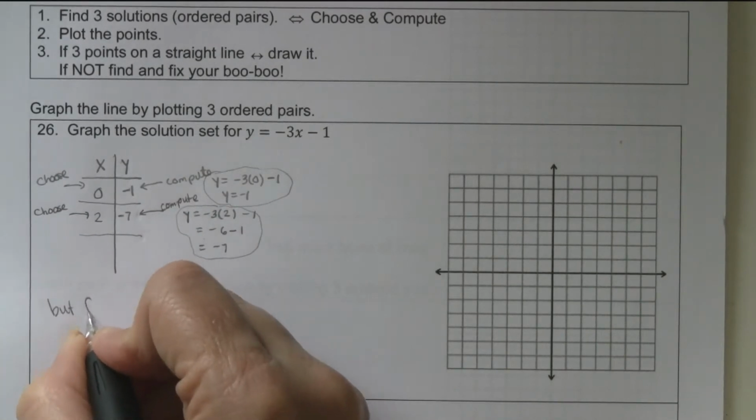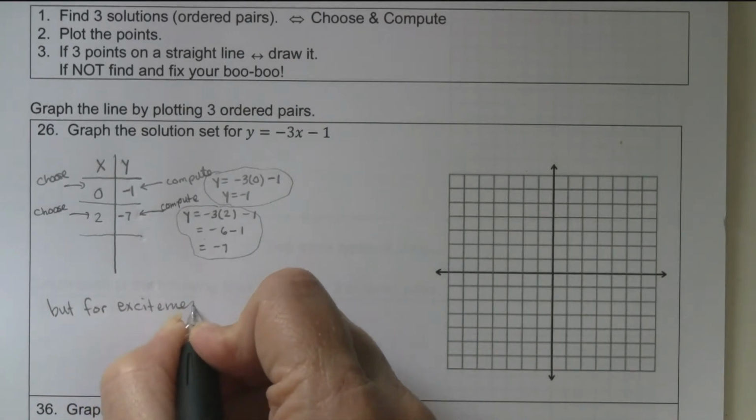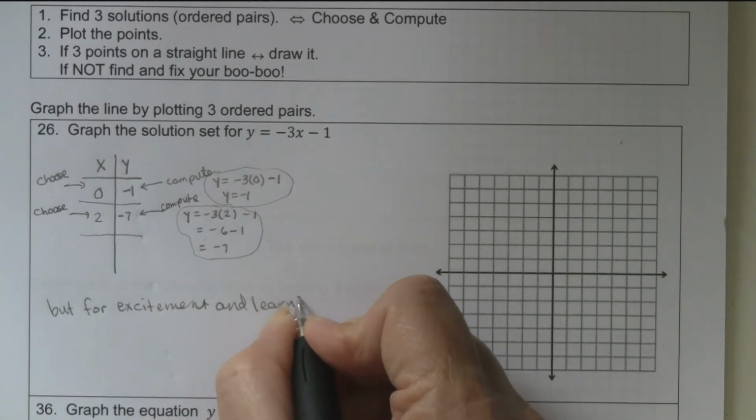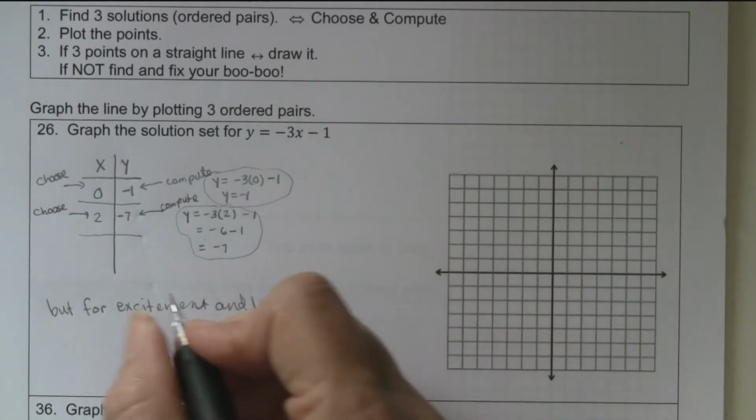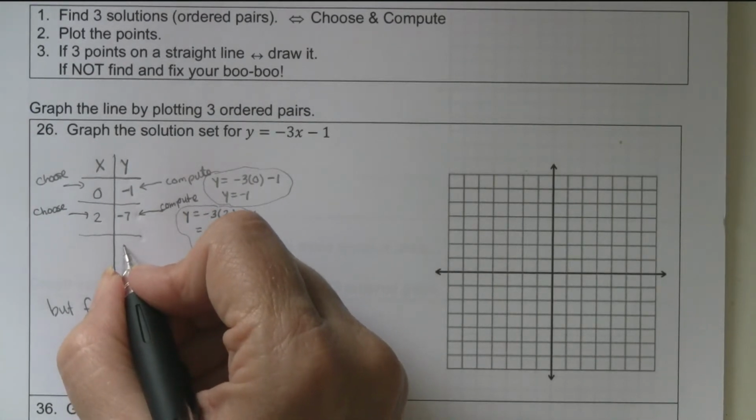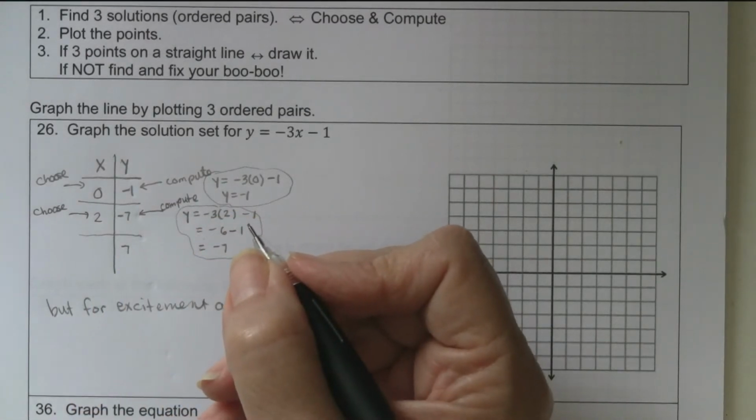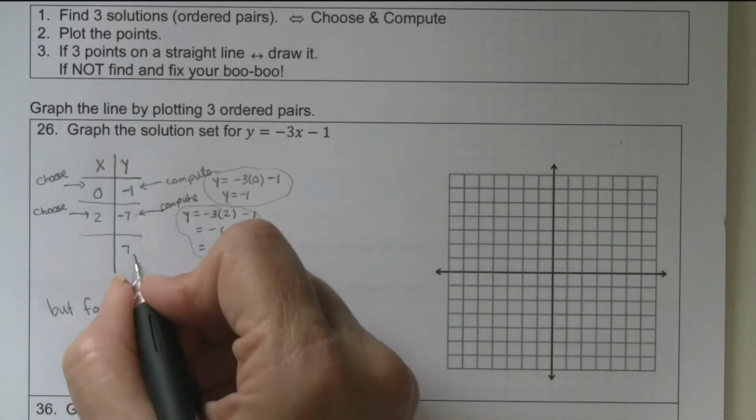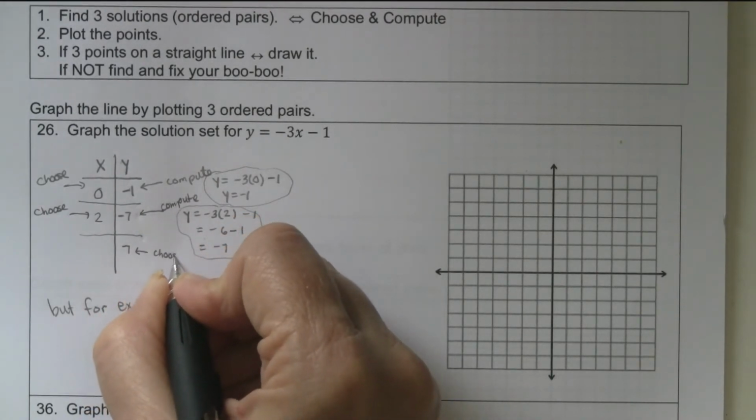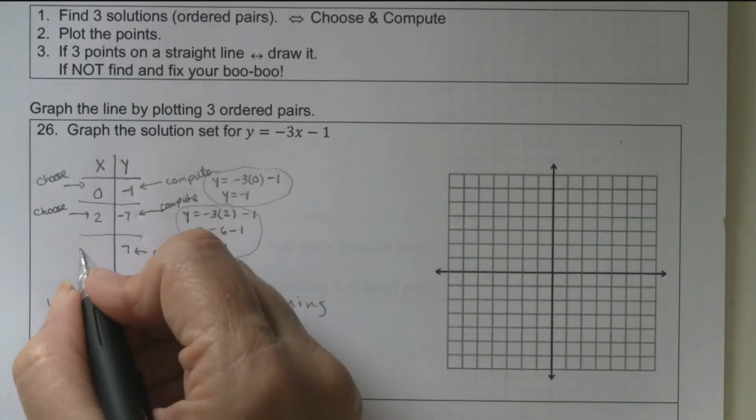But for excitement and learning, because I want you to see that it's harder work, I'm going to choose a y, okay? I'm going to choose y is, and then I could choose whatever I wanted for y. So maybe perhaps I choose 7 for y. Why not, I say. That would be great, right? And so now this is what I'm choosing. And it would be better if I chose an x, I know, but we're just doing this for excitement, right?